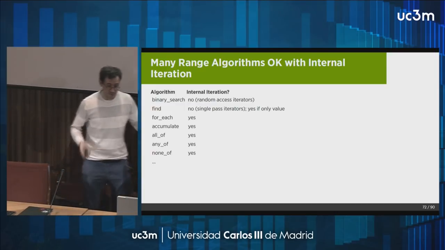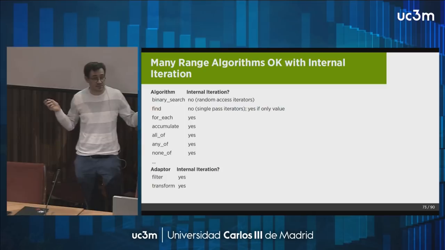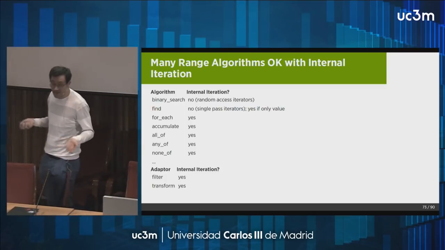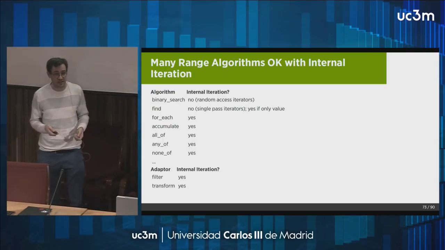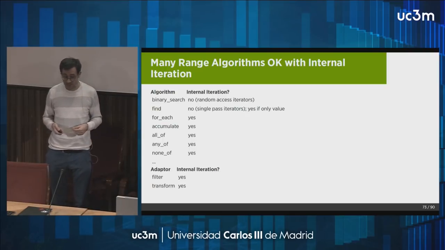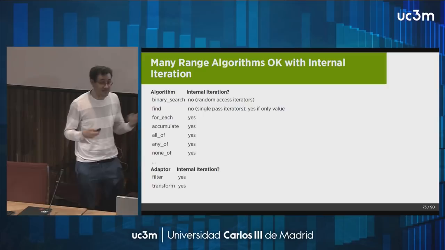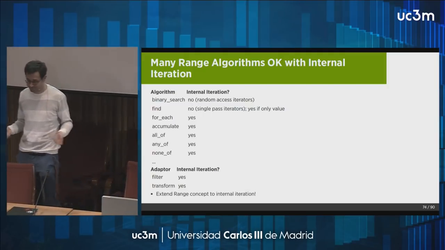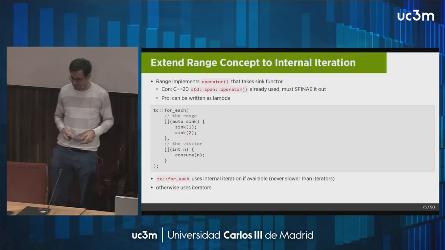For each, accumulate, all of, any of, none of. Also the adapters, like what we had, the filter, and there's also a transform. They can also be implemented using internal iteration. So it's quite attractive to extend ranges to support internal iteration. How do we do that?